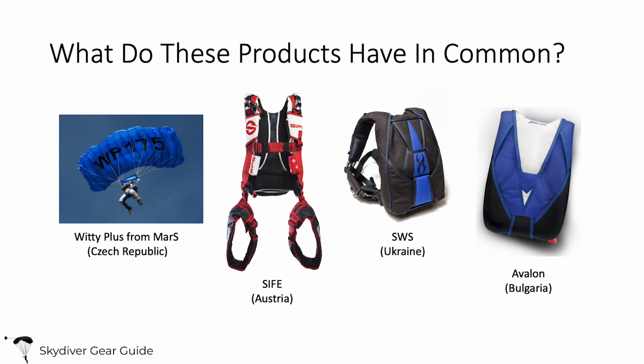So what do these products have in common? We have the Wittie Plus from Mars, the Saif from Austria, SWS from Ukraine, and Avalon from Bulgaria. None of these containers or reserves have FAA TSO approval. In fact, they're probably not likely to get it. It is very difficult to get a TSO approval if you're not based in the United States for various reasons.